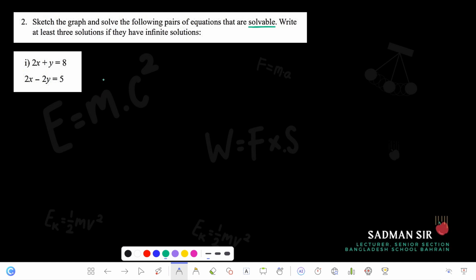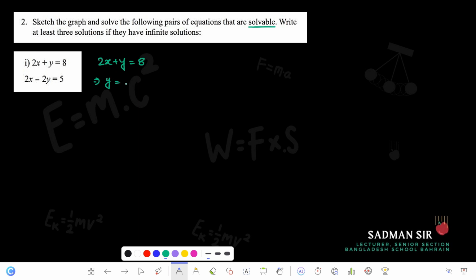Let us get started. So the first equation, 2x plus y equal to 8. This is actually the graphical method of solving simple simultaneous equations and finding out the values of x and y. So to do that, first we need to develop an expression for y. Always we will develop an expression for y, not for x.